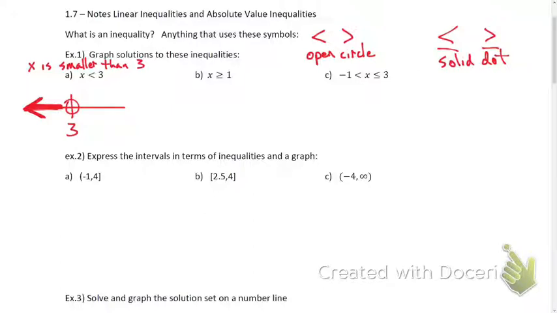For example 1b, draw a number line, make a dash for the 1. This time I see an or equal symbol, the line underneath, so I'm going to do a solid dot. And that reads x is bigger than or equal to 1. So that means I'm going to shade to the right because it's bigger than.